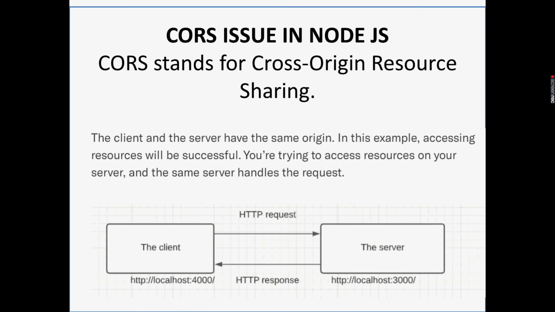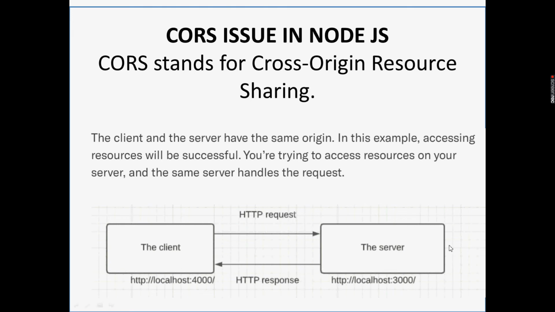So CORS basically stands for cross origin resource sharing. When the origin is not same, then this issue comes. So whenever your API is on server and you are trying to access it from some other location, I mean the origin is not same, client is on different origin and server is on different origin, then this CORS issue comes.